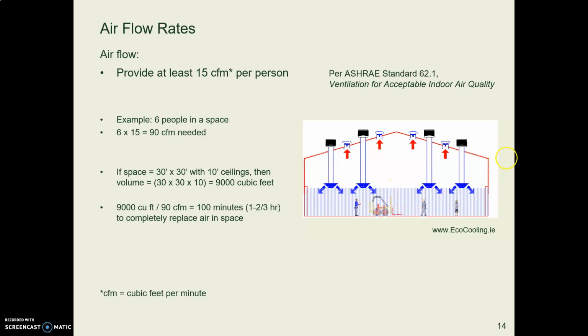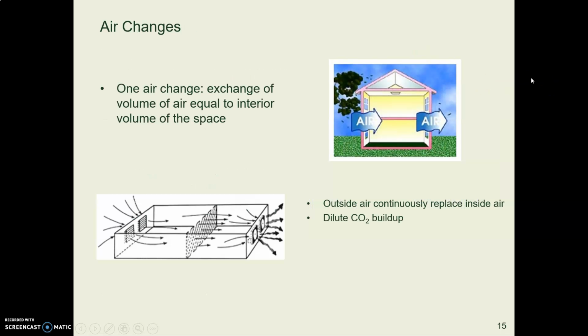So ASHRAE specifies how many cubic feet per minute should be in a space, and here are some calculations. This is from their air quality standard, the 62.1. They also specify how many air changes per hour.